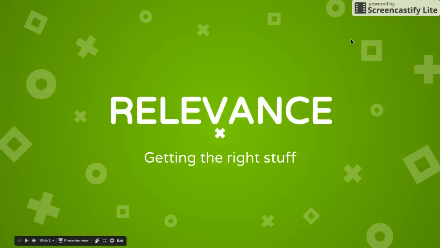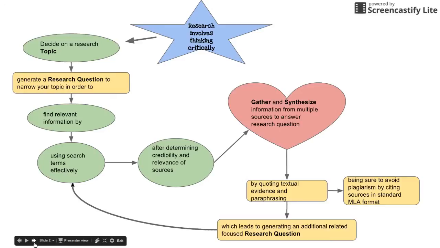So in today's video lesson, our topic is going to be relevance, getting the right stuff. You've already done some thinking about what you want to research. This is our research map, our concept map. And so we know that research involves thinking critically. You've done some thinking about this already.